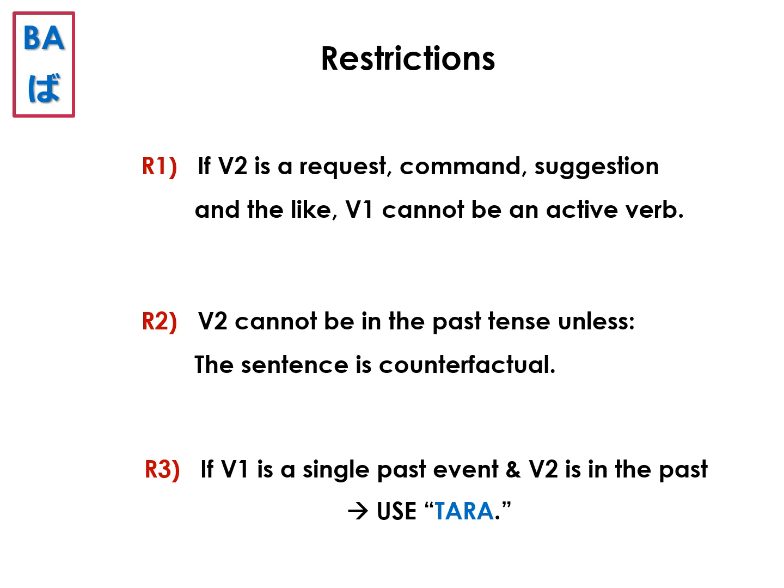And the third restriction is that if both verbs are in the past and the verb in the ba clause is a single past event, then we can't use ba at all. We need to use the tara conjugation.